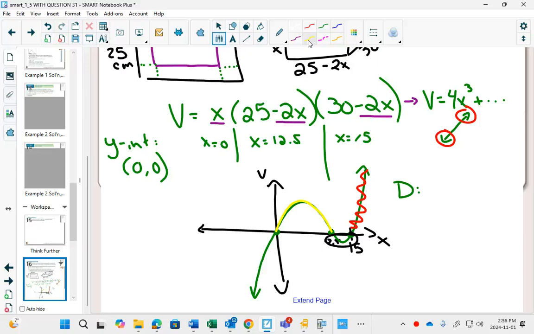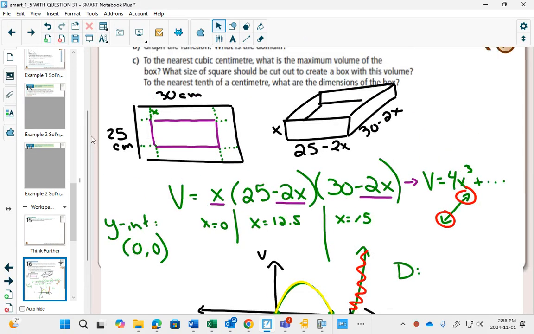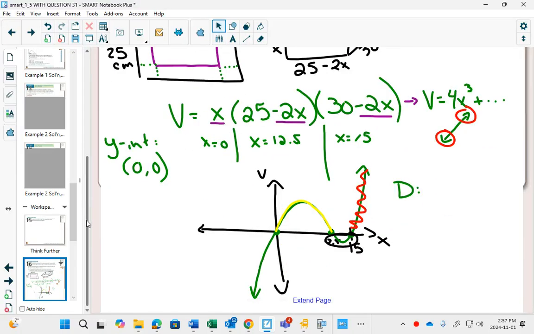Like, if we look back at our picture, do you see the x is the little square that you're cutting out? If you cut out something bigger than 15, what's going to happen to your 25 side? It's going to be non-existent. You have no paper left, and somehow you're like, this has a huge volume. Even though there's no paper left, it doesn't make sense. Right? So sometimes, even though the function looks like it makes sense, we have to consider the context. And so in this context, the domain only makes sense from 0 to 12.5.